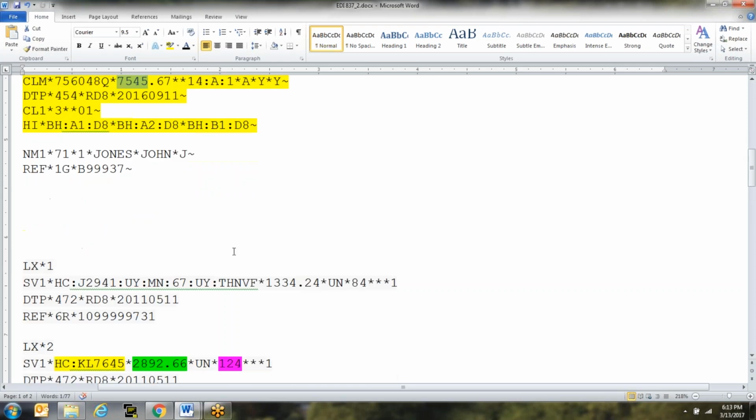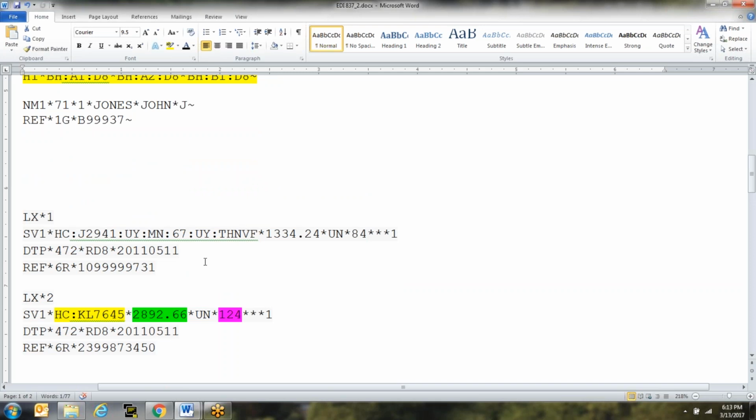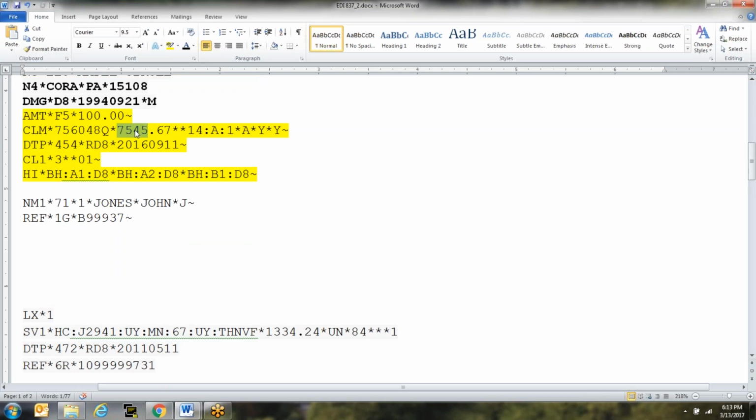I mean, for the sake of simplicity and our conversation, I did remove other service lines, LX3, LX4, and so on. But these amounts should add up to this. And out of this, if 100 is being paid by the patient already, everything else will be paid by the insurance company.